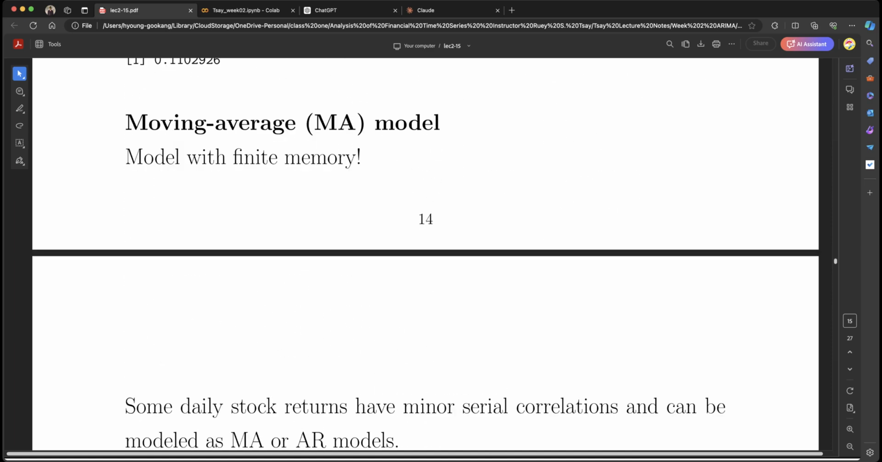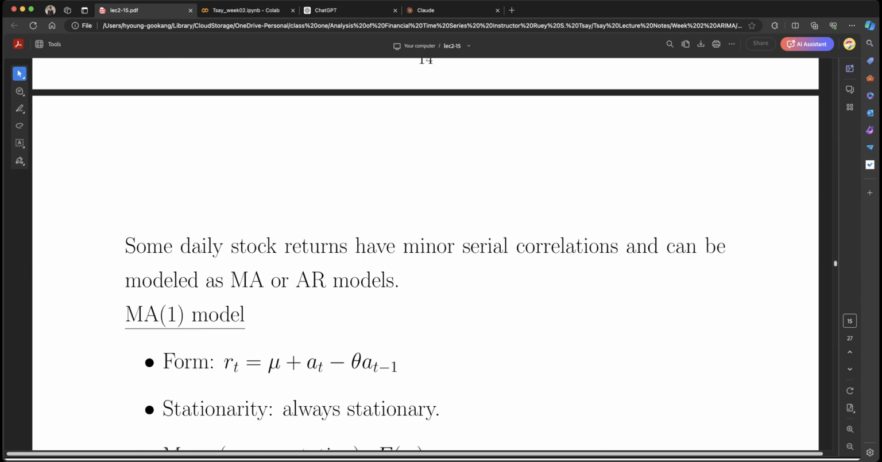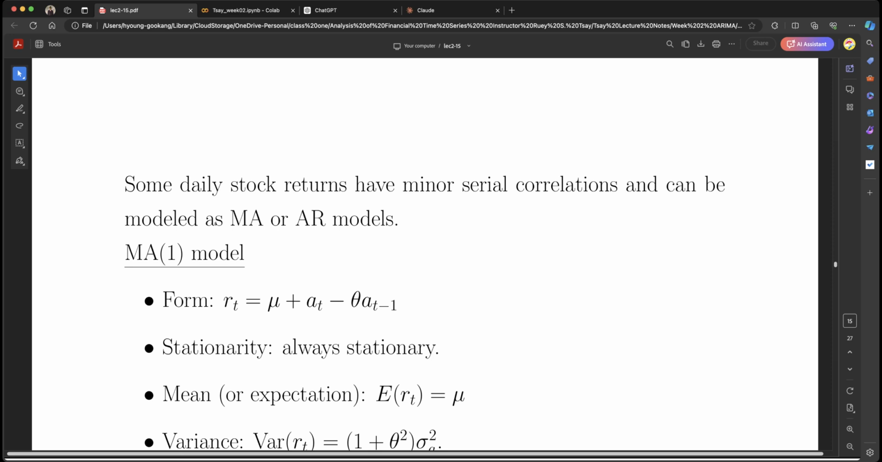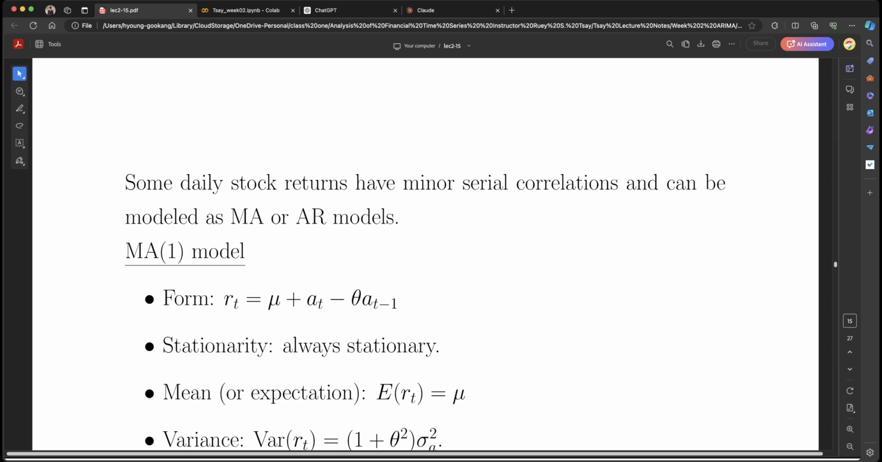Now let's explain the moving average model. It is a model with finite memory. Some daily stock returns have minor serial correlation, and it can be modeled by an MA or AR model. So this is the MA1 model, moving average model. The stock return is some fixed part, mean drift, plus an error term, and it is affected by the previous error. So it's MA1, only the error term. It uses limited memory because only the error one period before has an effect.